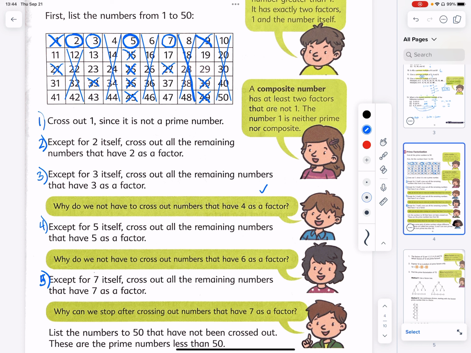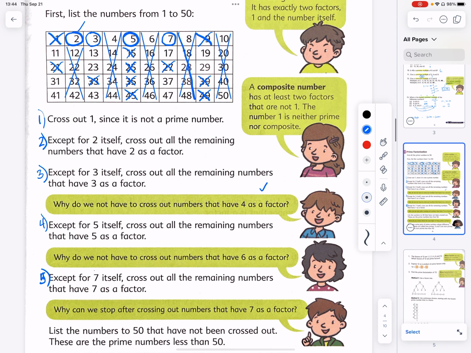Why can we stop crossing out numbers that have 7 as a factor? The reason is multiples of 6 have already been eliminated because we eliminated multiples of 2 and 3. You see, multiples of 2 and 3 are also multiples of 6. And since we eliminated those, we don't have to go through multiples of 6 or 8 or 9. If it's not divisible by 3, it will not be divisible by 9.